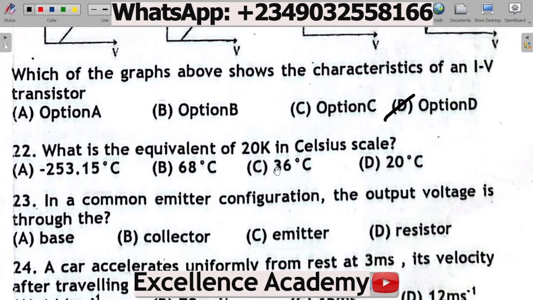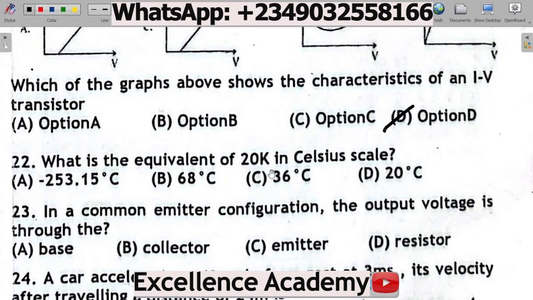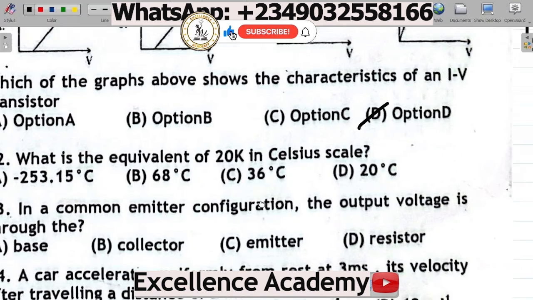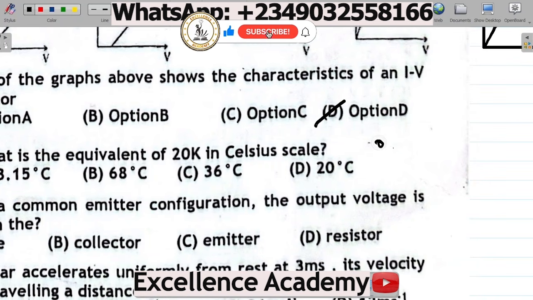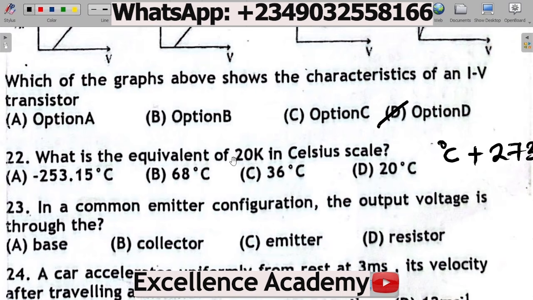That's it. Question number 22 says, what is the equivalent of 20 Kelvin in Celsius scale? You have A, minus 253.15 degrees Celsius, B, 68 degrees Celsius, C, 36 degrees Celsius, D, 20 degrees Celsius. Now, for this, you want to know that in converting from degrees Celsius to Kelvin or from Kelvin to degrees Celsius, the concept there is that the degrees Celsius value plus 273 is equal to the Kelvin value. So in this case, they give you the Kelvin value there as 20.